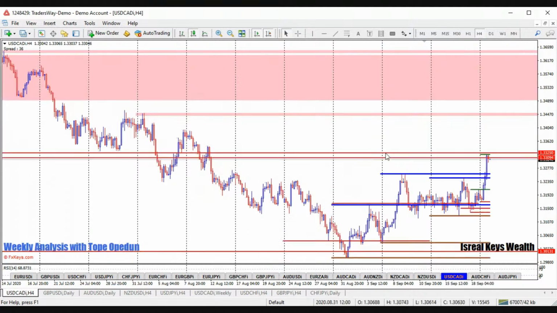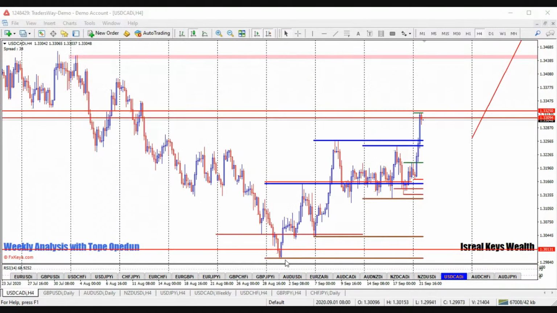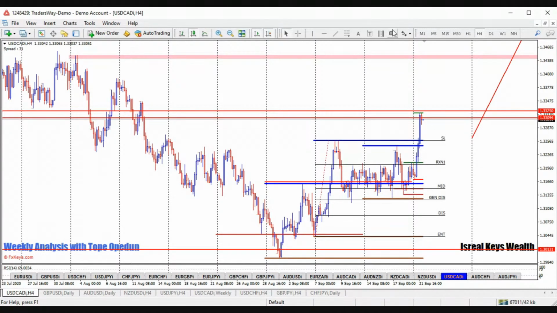Okay, beautiful setups. Look at that. The low was taken, the new week started, took out the high, brilliant. We drew up the fib, came back into the discount area, and then shoots off again.